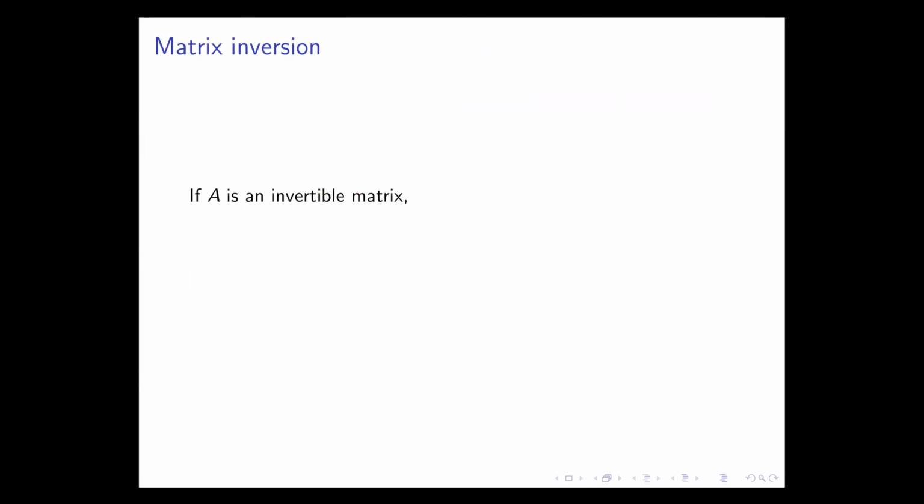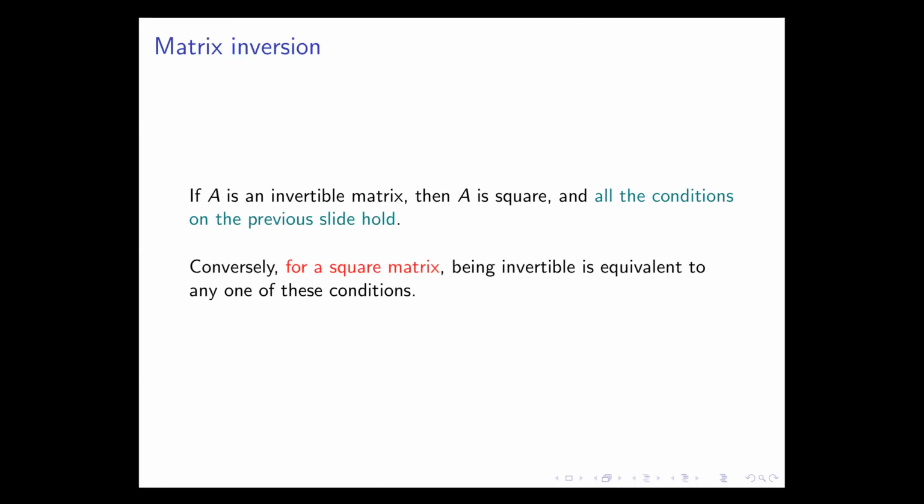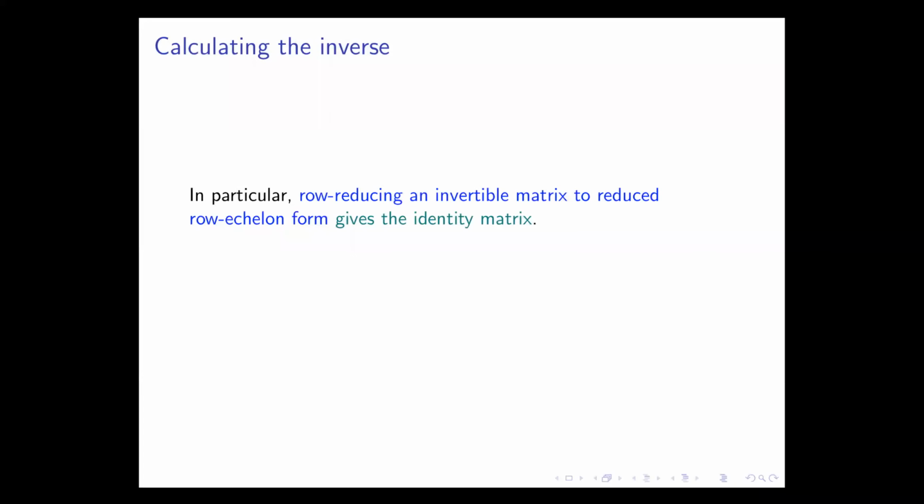So let's see how the inversion goes in more detail. We should be able to calculate the inverse matrix for every matrix A if it's invertible. If it's invertible, then as we discussed, it's square, and all the conditions on the previous slide, which we just showed, hold. We talked about this. So for a square matrix, being invertible is equivalent to one of these conditions. Row reducing an invertible matrix to reduced row echelon form gives an identity matrix.